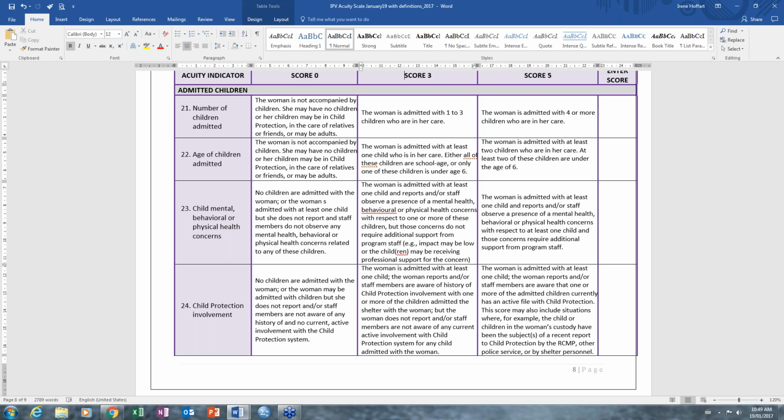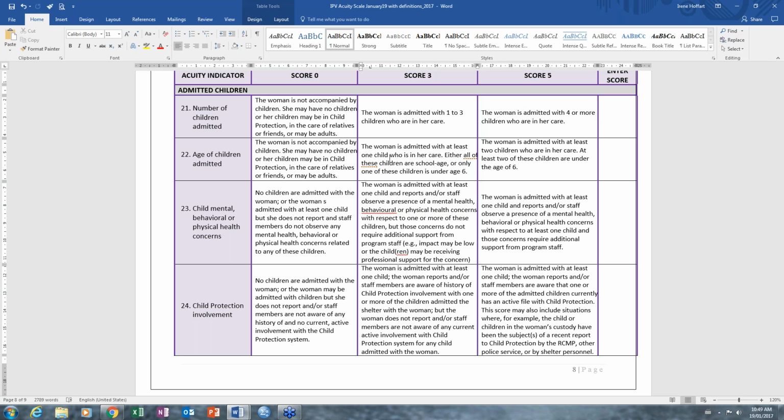So a score of 3 is, there is some history, but there's no current involvement with child protection for any of the children. And then a score of 5 means there could be history, maybe no history, but the main thing is there is some kind of an active file with child protection.